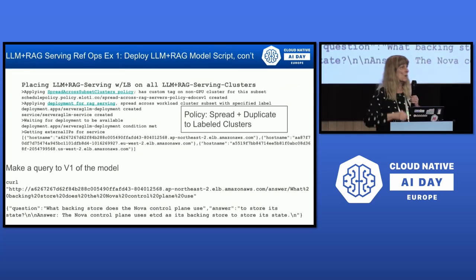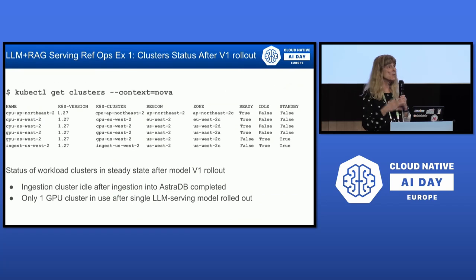So from the user point of view, it's one step of just running this script, and basically all the operations are executed against the Nova control plane Kubernetes cluster, so you feel like you're talking to one cluster, but these disparate clusters are handling the workloads. At this point, we execute a call against the model, ask it a question, and it responds. So now what's happening with our clusters? Well, we see that the three CPU clusters are now active. They're ready to take responses. So they're no longer in standby, they're no longer idle. And one of the two GPU clusters is also busy, ready to serve when requests come in.